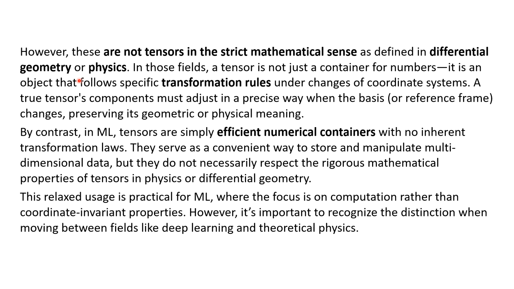A true tensor's components must transform in a precise way when the basis or reference frame changes, preserving its geometric or physical meaning. By contrast, in machine learning, for example, tensors are simply efficient numerical containers with no inherent transformation laws. They serve as a convenient way to store and manipulate multidimensional data, but they do not necessarily respect the rigorous mathematical properties of tensors in physics and differential geometry. And that's fine. There's no reason to put additional conditions.